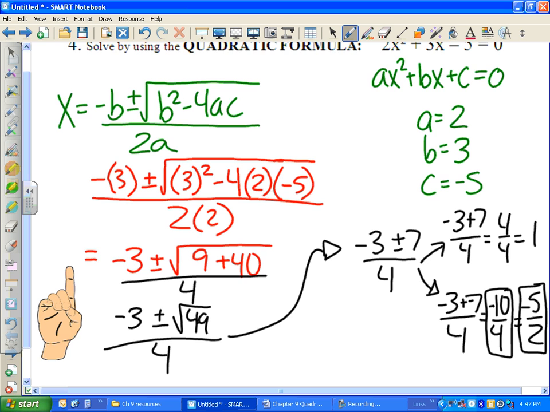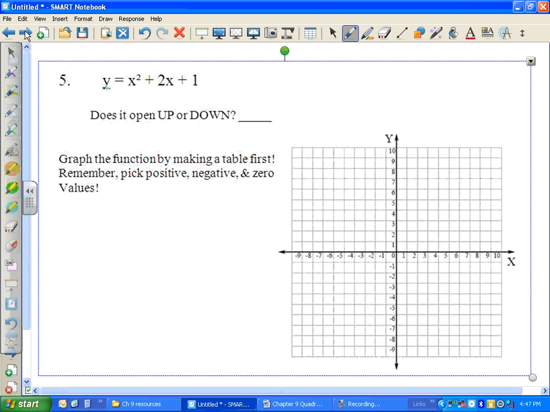Need to see it again? Pause it or rewind it. You guys know the drill. Okay, the last one we're going to do here is graphing. Okay, to graph this. Give me 1 second, guys.